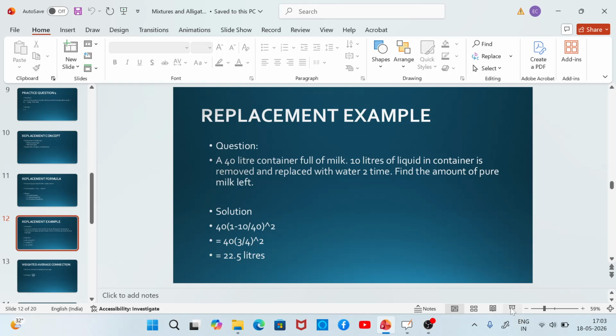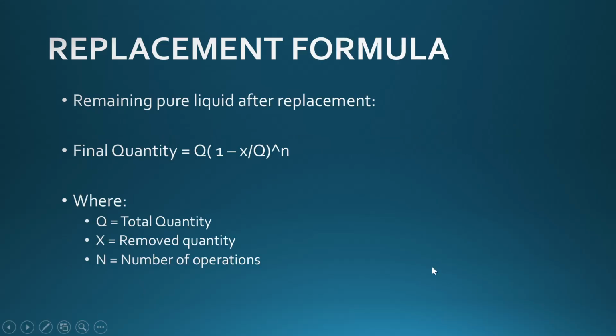Let's have a look at the formula once more. It's very important. If Q is the total quantity, X is the removed quantity, and N is the number of operations, then final quantity equal to Q into 1 minus X by Q to the power N. Okay.